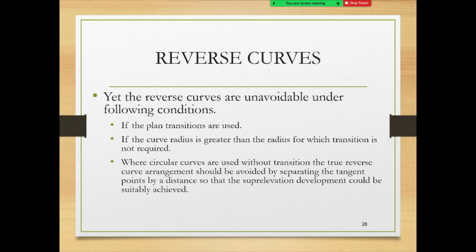Yet the reverse curves are unavoidable under the following conditions: if the planned transitions are used, if the curve radius is greater than the radius for which transition is not required, or where circular curves are used without transition, the true reverse. Now, there are a lot of things like this, but forget about all these things.